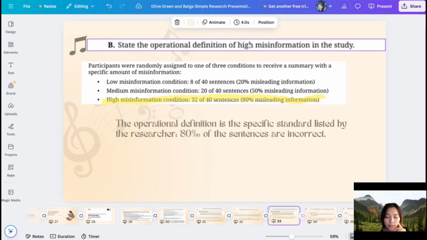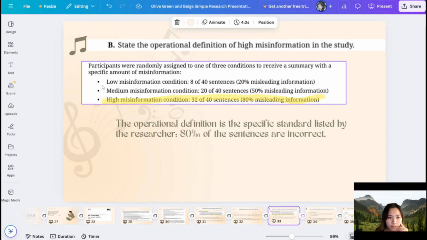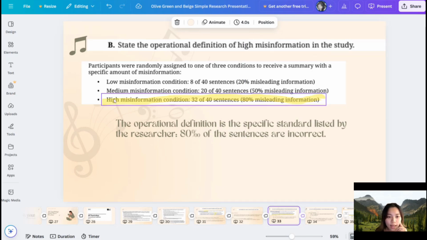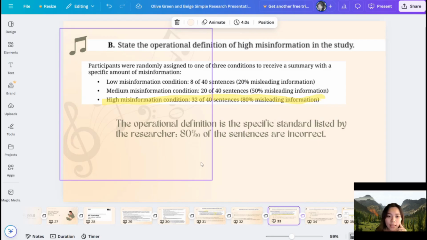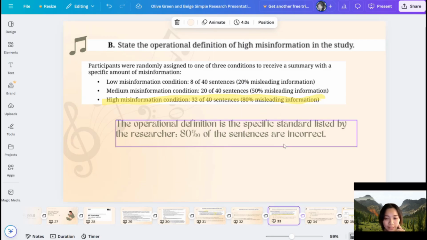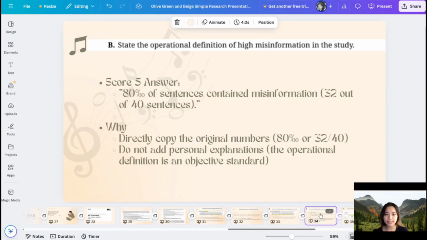So the question asks for high misinformation. In the method section right here, high misinformation condition, 32 of 40 sentences, 80% misleading information. And this 80% of the sentences are incorrect. This is the operational definition. Really easy. So the score 5 answer is 80% of sentences contain misinformation, which is 32 out of 40 sentences. And why is this a good answer?